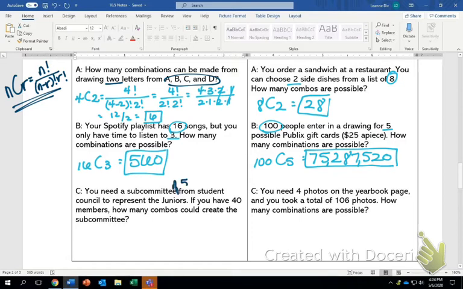We'll say it's 40. So this is the statement that you need. We would say it's 40 combination 5, and use a calculator to get 658,008 combinations.